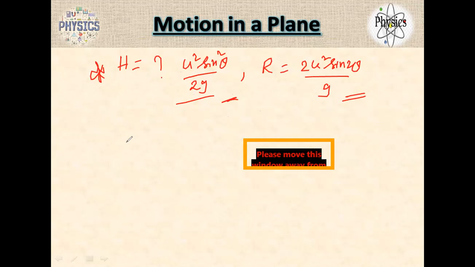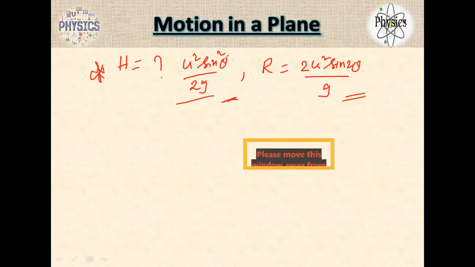v square minus u square equals 2gs, right? At the maximum height, final velocity becomes 0. So we got that one. Here we don't need t. We don't have t in the equation, right? So we have to go for only the third equation.